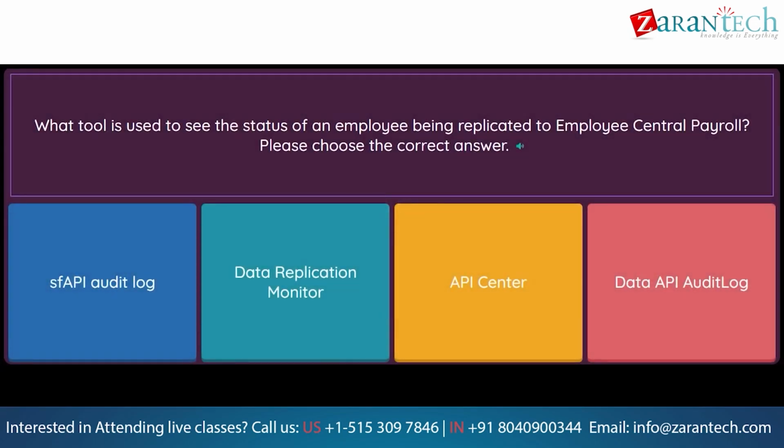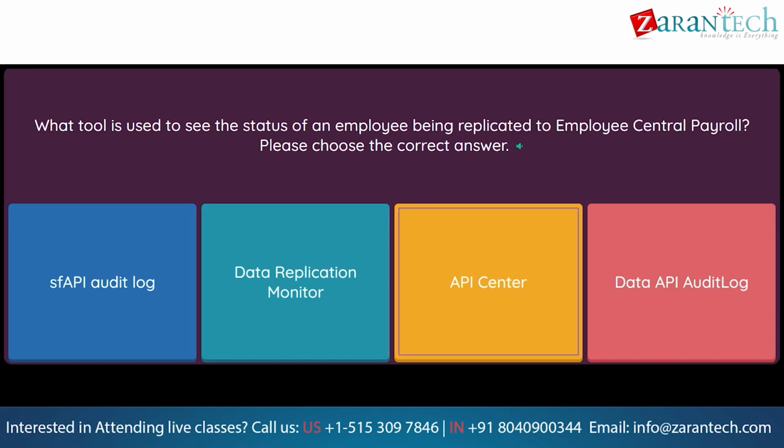Question: what tool is used to see the status of an employee being replicated to Employee Central Payroll? Please choose the correct answer. Option 1: SAP API Audit Log. Option 2: Data Replication Monitor. Option 3: API Center. Option 4: Data API Audit Log.